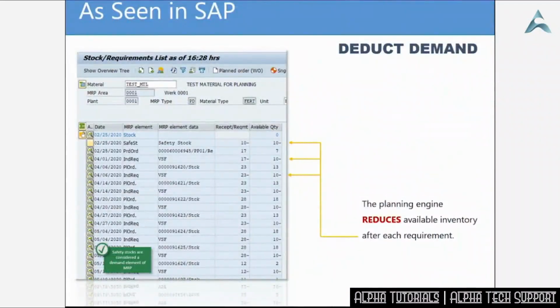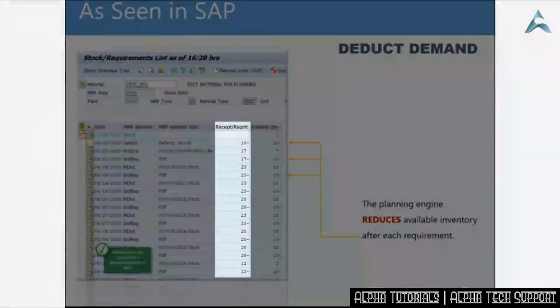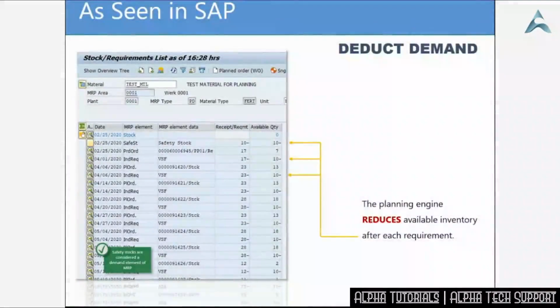Looking at the exact same screenshot, let's now consider the reduction to available inventory due to scheduled demand. Keep in mind that safety stock is considered a demand signal or requirement element of MRP, and therefore will reduce the available inventory quantity. Here's a great tip. If the quantity in the receipt requirement column has a minus symbol following the quantity, then the MRP element is considered a demand signal or a requirement element. In other words, this quantity is required on this date for this task.